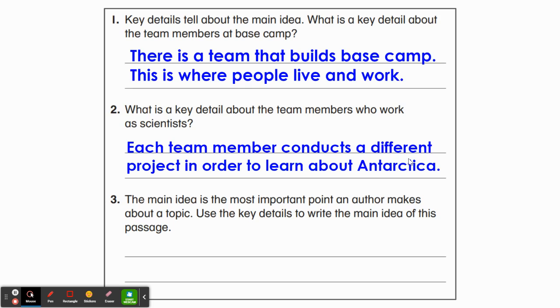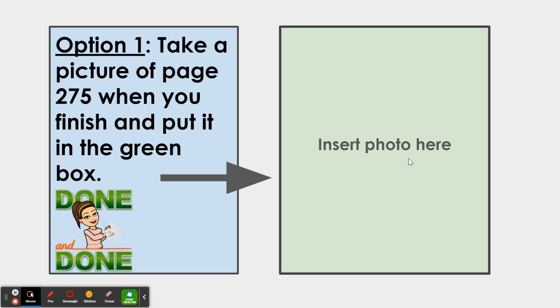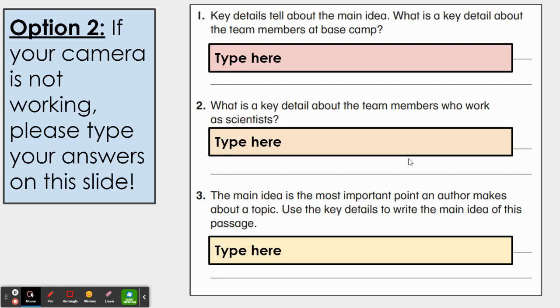Is teamwork important in Antarctica, second graders? Could someone live and work by themselves in Antarctica? Answering these questions will help to lead you towards an answer of the main idea. You are going to write down your answer to number 3 on your own, in your own words, and then take a picture of page 275 when you are finished. If your camera is not working for some reason, please type your complete answers on this slide, writing in complete sentences using capital letters and periods.